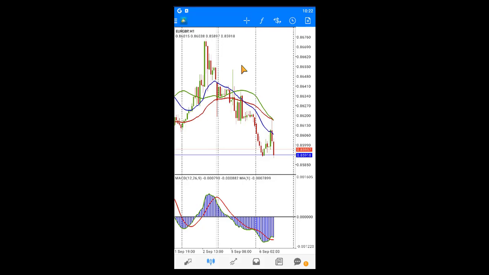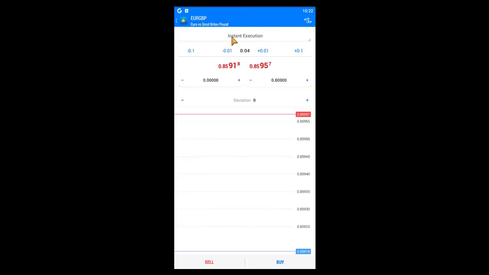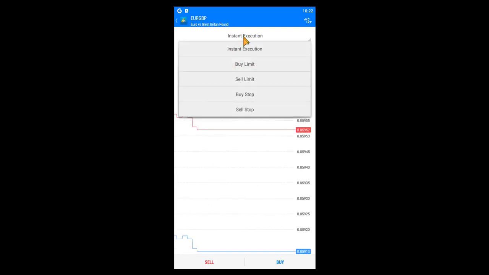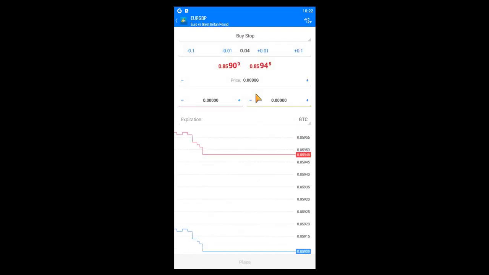So once you have gotten your prices on the chart, you now click on this button at the far right. That's your new order. You click, then you see at the top here, you either see instant execution or market execution. So you have to click on it, and then you have to choose buy stop. Okay, so this is the second time we're doing it. So it's asking us for the price here. So once you click inside here, your keyboard will appear if you're doing it on your phone. Then you have to type the price you intend to buy.